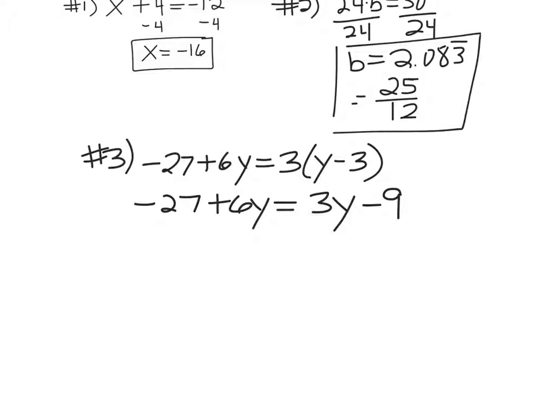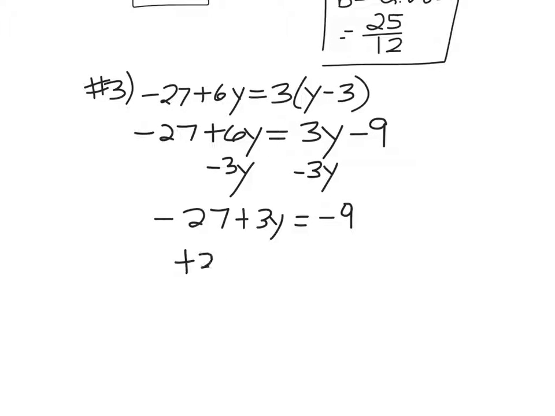Everyone okay? All right, now we need to get our like terms together, and I have 6y over here and 3y over here. So let's go ahead and take that 3y and subtract it over to this side. That way we'll have positives, right? We like positives. So we get negative 27 plus 3y equals negative 9. Any questions so far? We're doing okay?